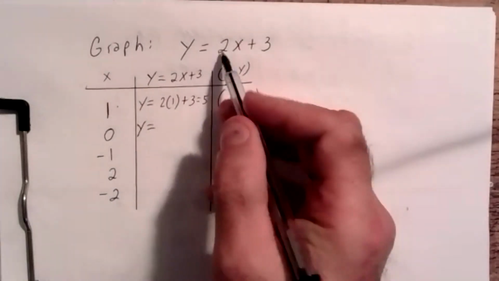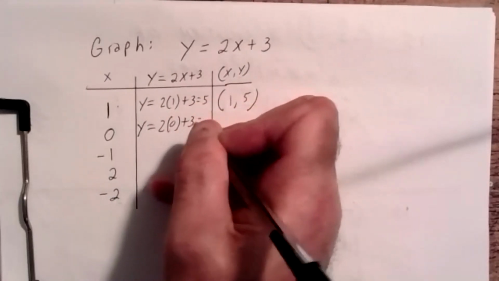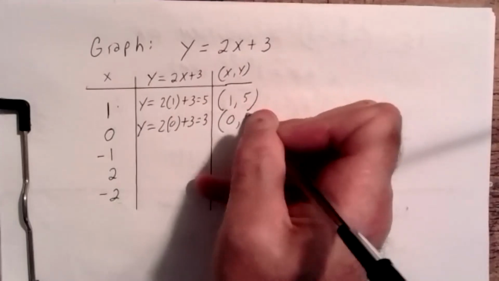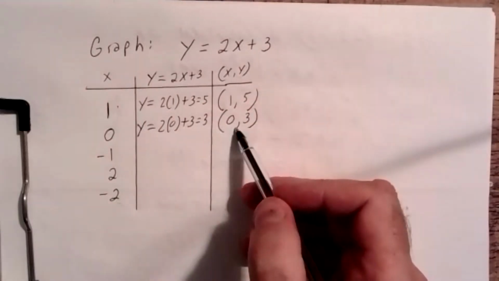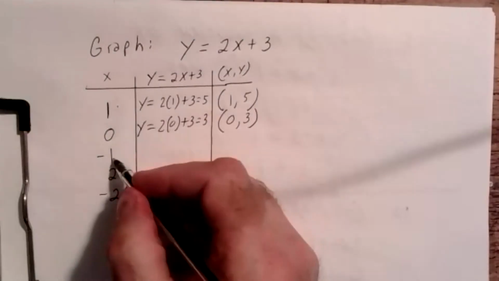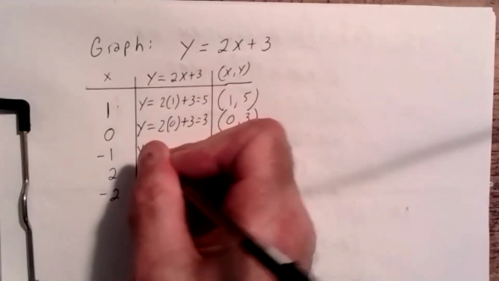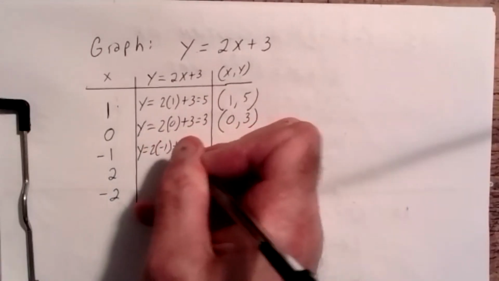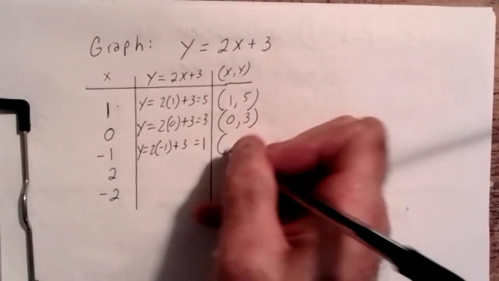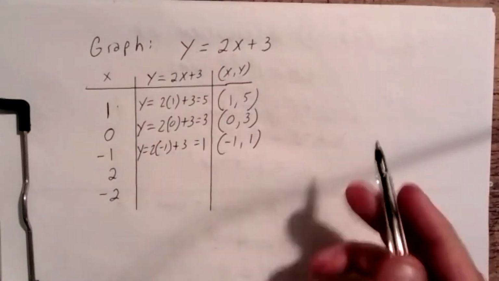Y, therefore, would have to be 2 times 0 plus 3, which means Y is 3. Hence, (0, 3) would be another ordered pair solution to that equation. Isn't that true? If X is -1, Y would be 2 times -1 plus 3, which gives us 1. Hence, (-1, 1) is another ordered pair solution of this equation.